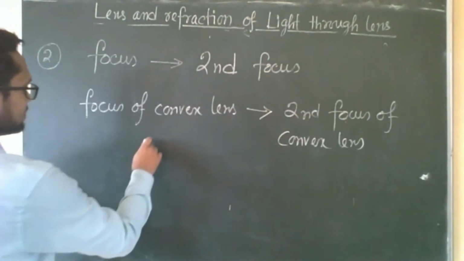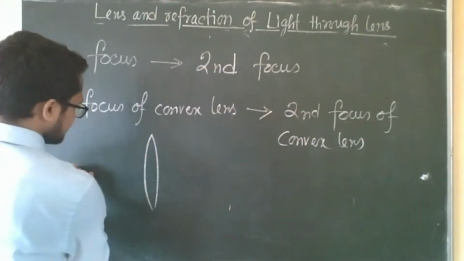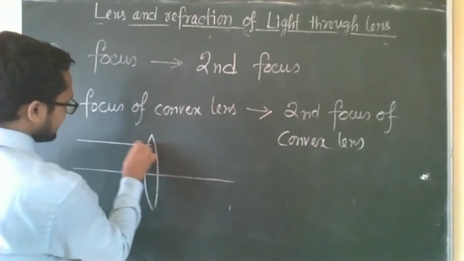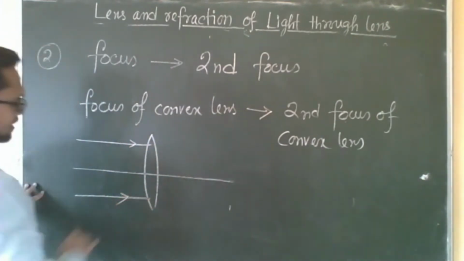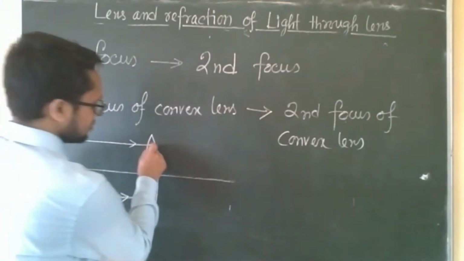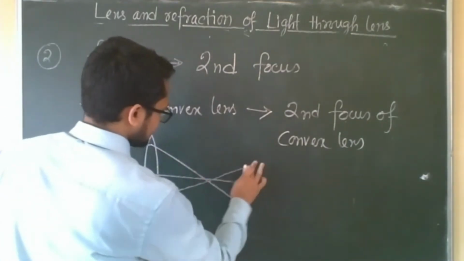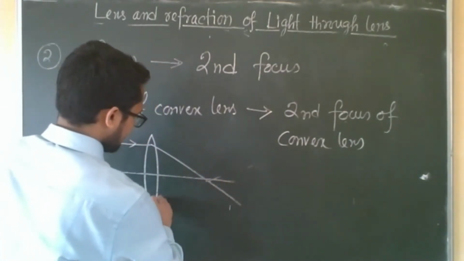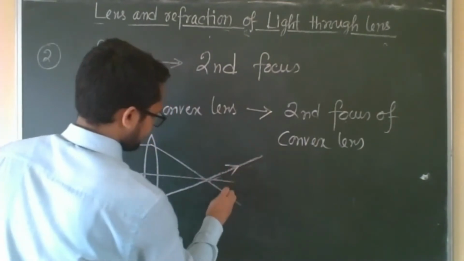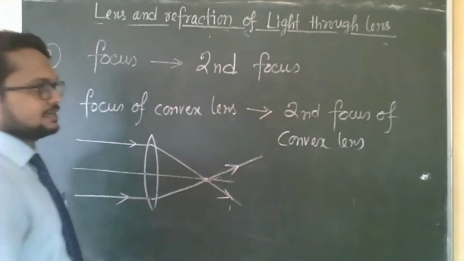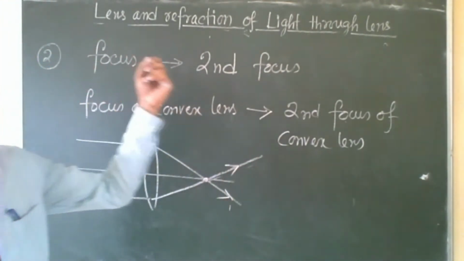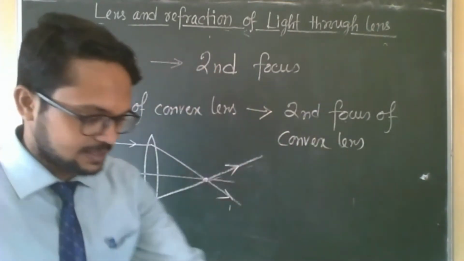Okay, so second focus for convex lens, in which direction will it lie? If incident light is coming from the left side, then the second focus will lie to the right side, right? So second focus means we will always understand second focus.